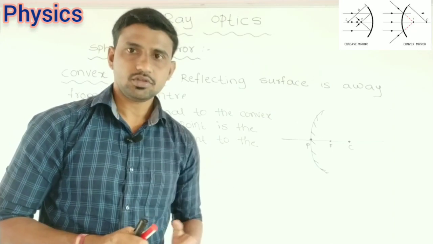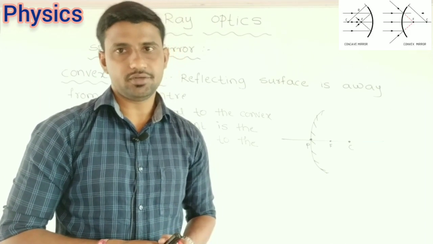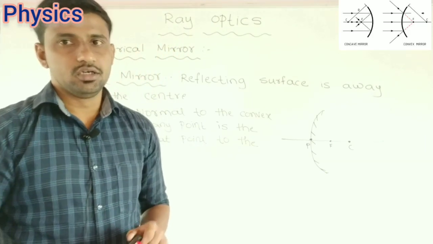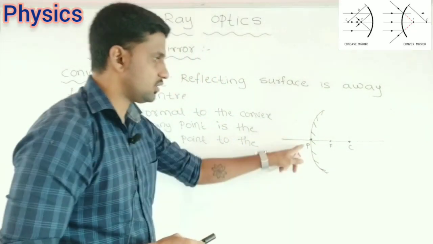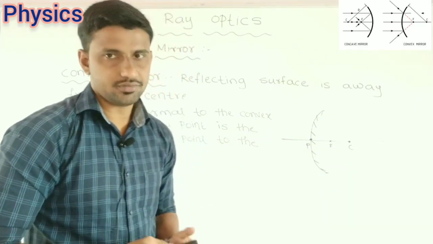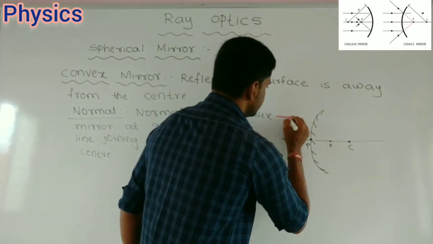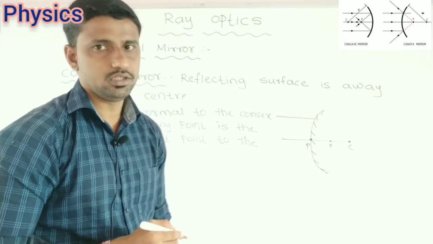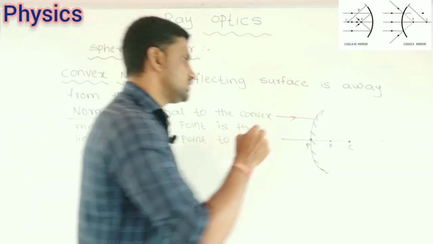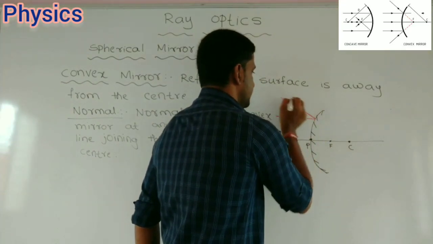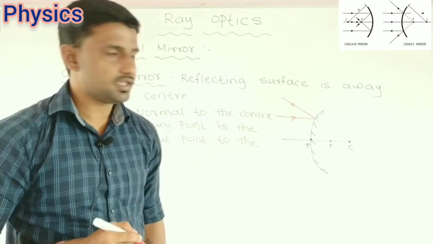We know that we draw the normal to calculate the angle of incidence and angle of reflection. Let us see how to draw a normal in the case of a convex mirror. See here, this is a convex mirror. This is the pole, this is the focus, and this is the center of the convex mirror. We are going to incident a ray of light on the reflecting surface of the convex mirror. When it hits the reflecting surface, that incident light bounces back like this. This one is the incident ray, and this one is the reflected ray.